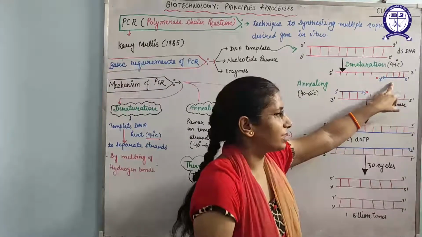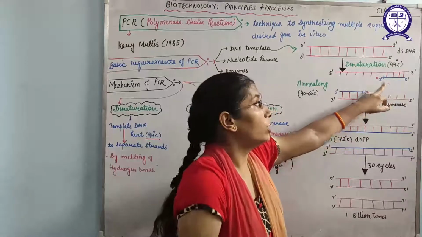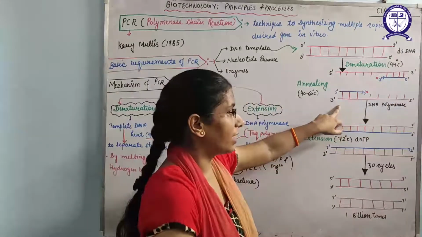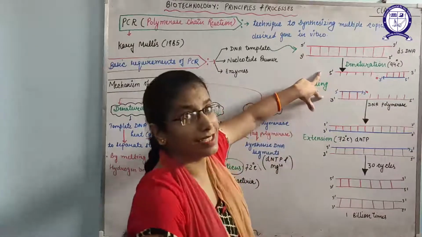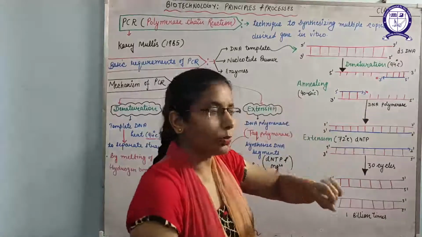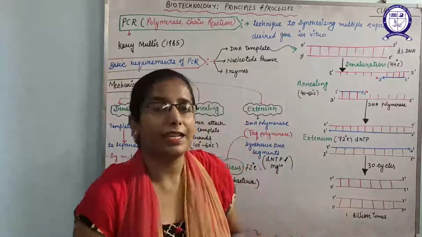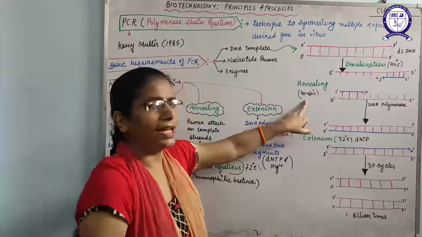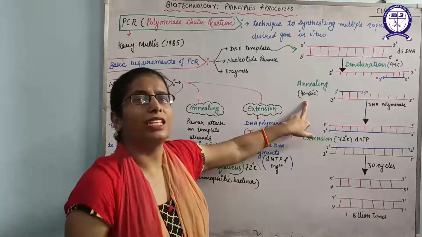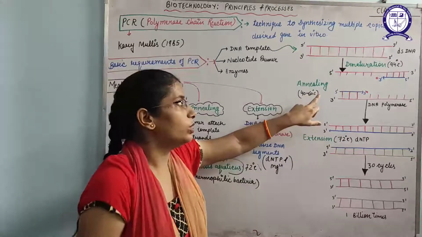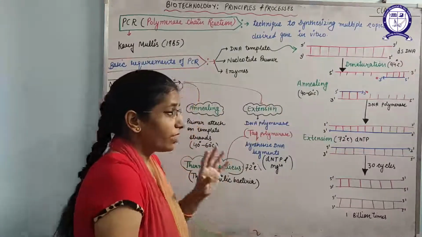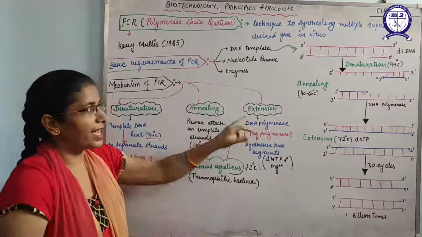DNA template strands. I have drawn here by the blue color, one on this side and second on this side, because we have two DNA strands. So here we require the two primers, one on this side and second is here. But for the annealing, we require less temperature as compared to denaturation, that is 40 degrees to 60 degrees Celsius. After that, third step is extension.